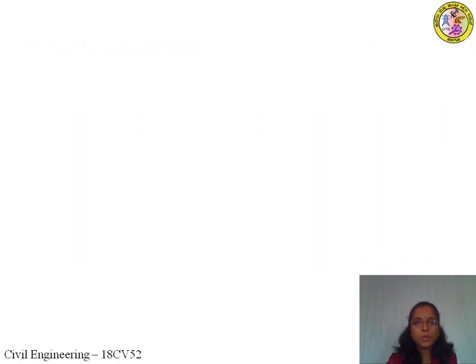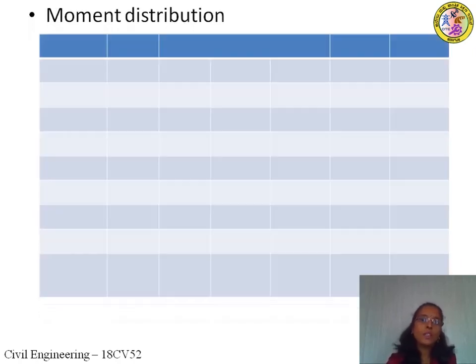So the next step is to distribute the moments. So the distribution is carried out in the form of a table. So the first row is the joint. So that is the joints coming under the different joints of the frame are listed in the first row. That is joint A, B, C and D.